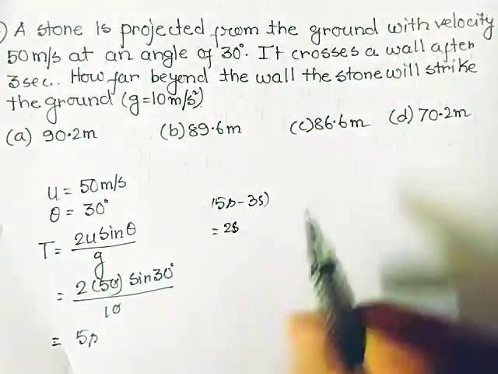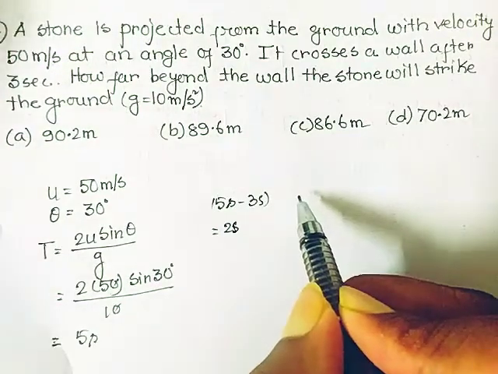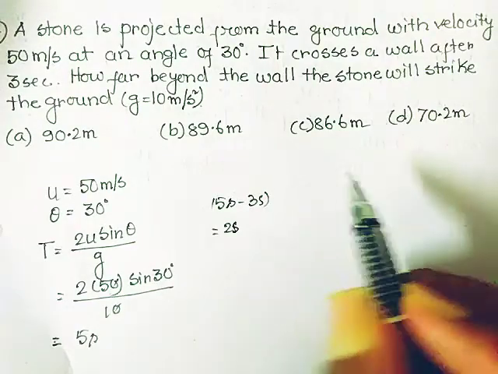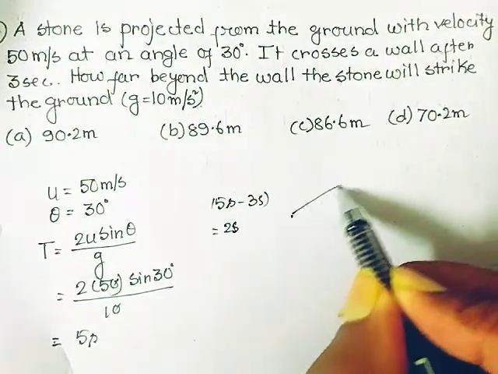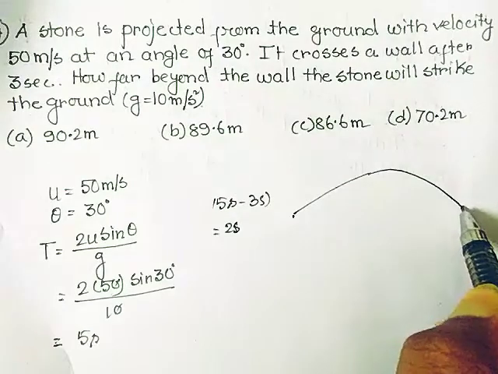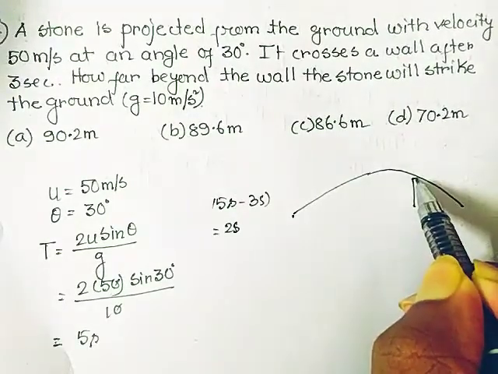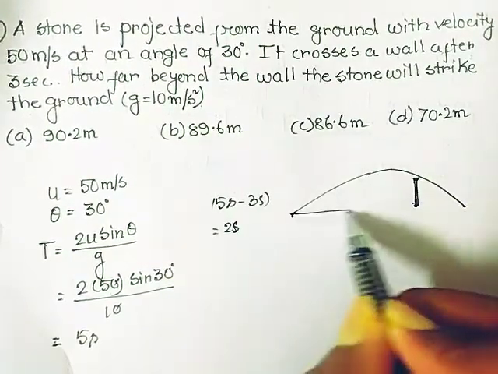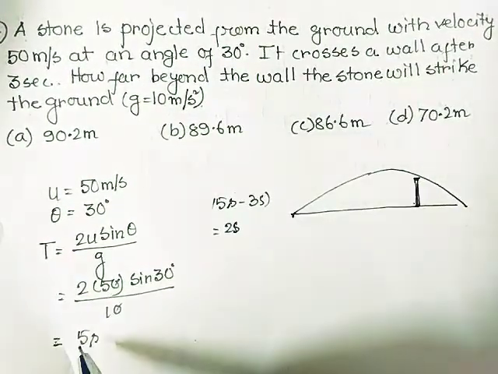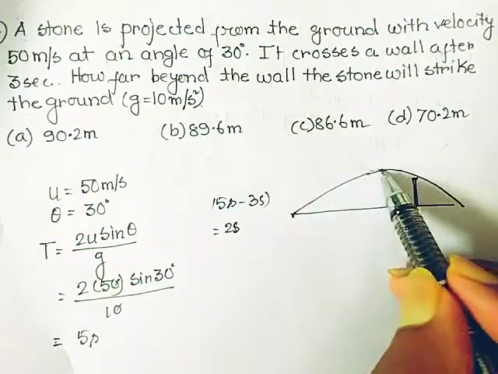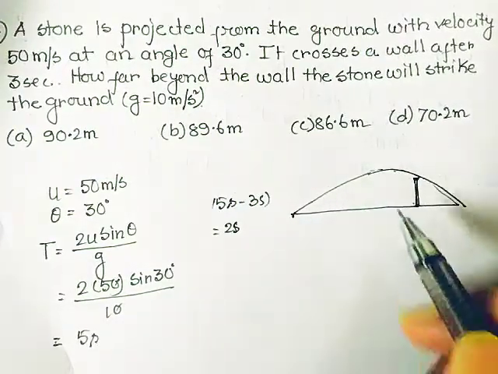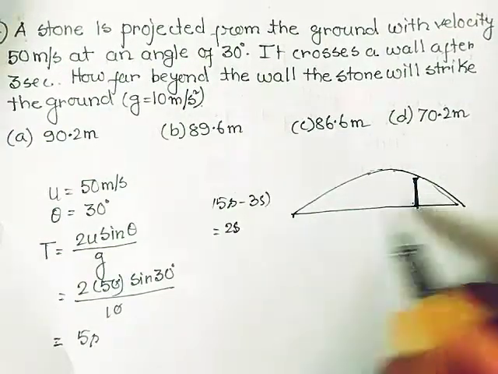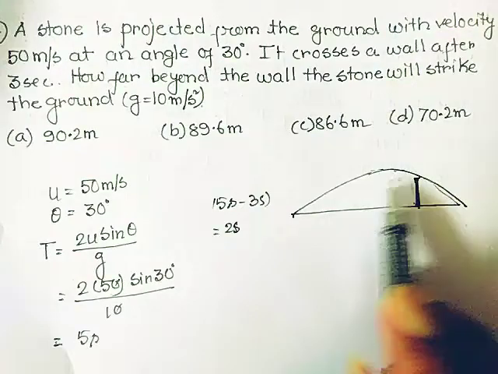So the stone crosses the wall after 3 seconds, and we need how far beyond the wall the stone will strike the ground. If I try to draw this, it will be something like this. The wall is let us say somewhere here, because 5 seconds is the total time of flight, so 2.5 going up, 2.5 coming down again. The wall is at a time of 3 seconds, so it is on this second half.